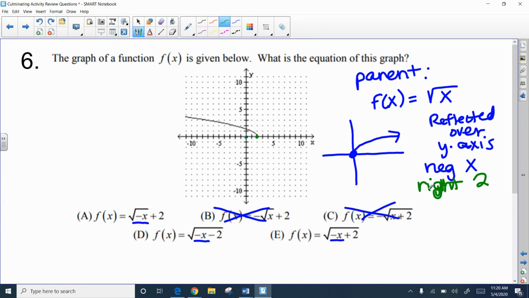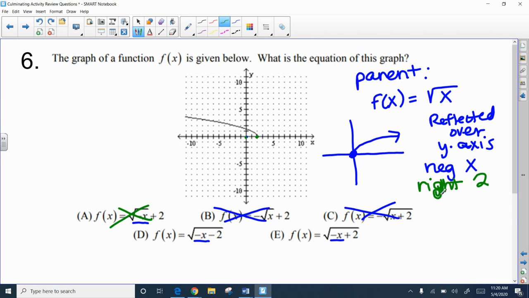Now remember, when something is shifted to the left or the right, we're adding a number with the x. So the number needs to be added with the x, so either here or here. We know now it's not A because the +2 here is on the outside, so it's not with the x. That would be affecting the outputs instead.